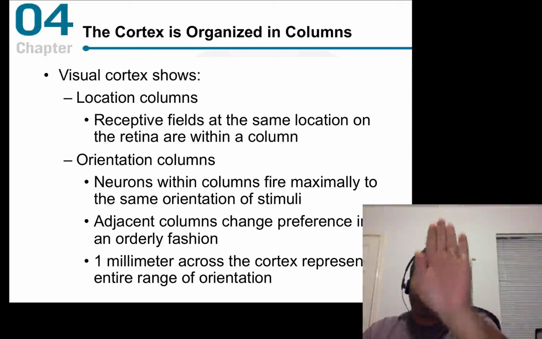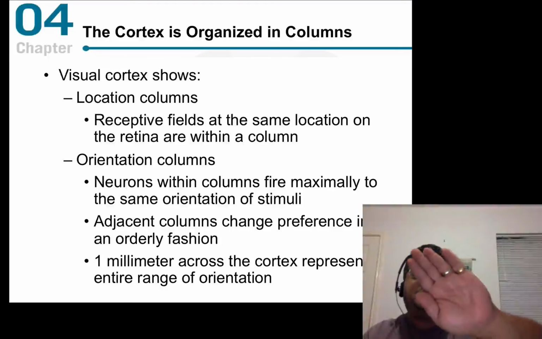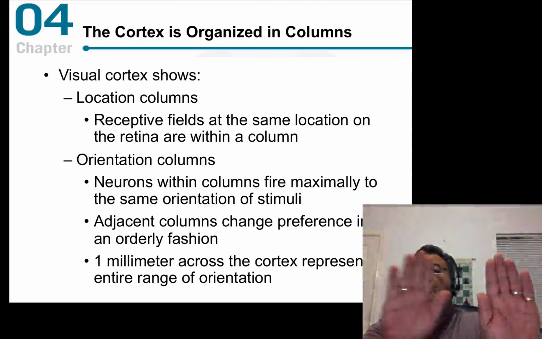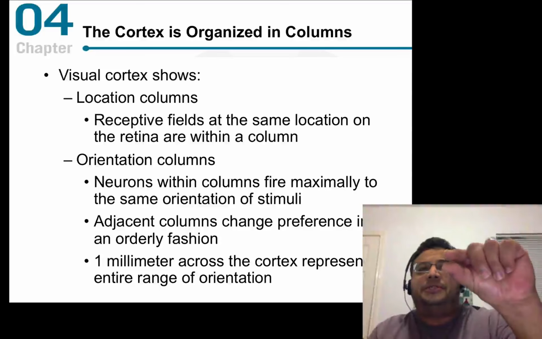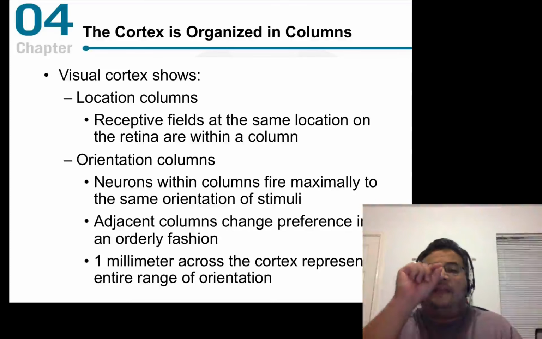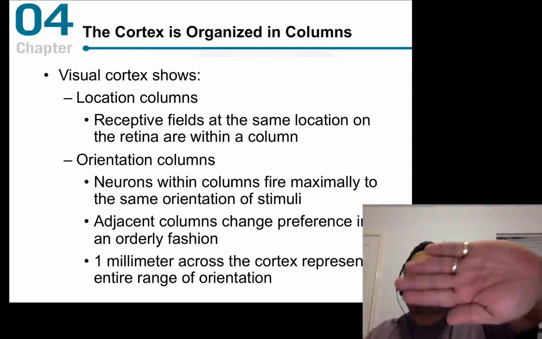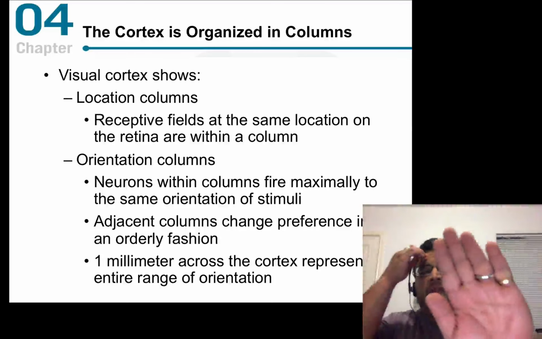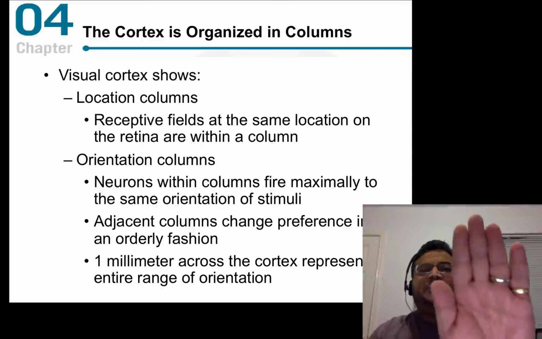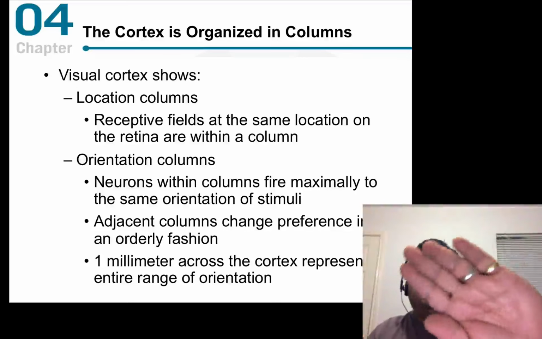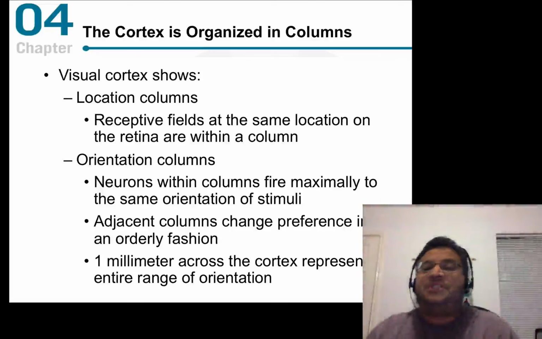So one column fires when a bar is oriented vertically, then the column next to it fires only when a stimulus is angled a little bit more, the one next to it a little bit more, and a little bit more. They're all lined up very sequentially next to each other. They could move an electrode about 1 millimeter, which is a tiny amount, and as it moved across that 1 millimeter, they could record the entire range of orientations of a particular area. They could record different cells that would respond only when bars were oriented in certain positions, which is really interesting.